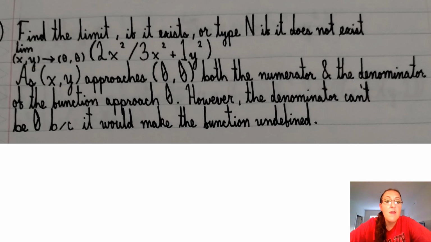Find the limit if it exists or type in DNE if it does not exist. Limit as (x, y) goes to (0, 0) of 2x squared divided by 3x squared plus y squared. As (x, y) approaches (0, 0), both the numerator and denominator of the function approach 0. However, the denominator can't be 0 because it would make the function undefined.